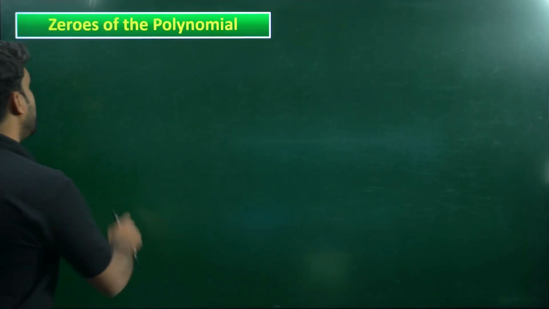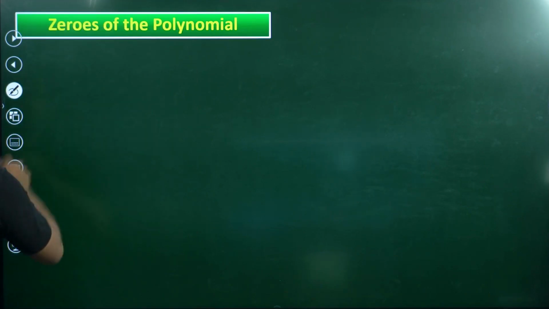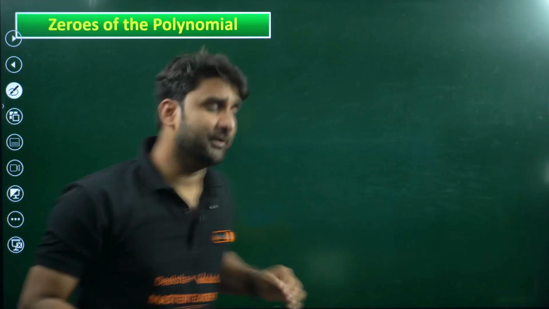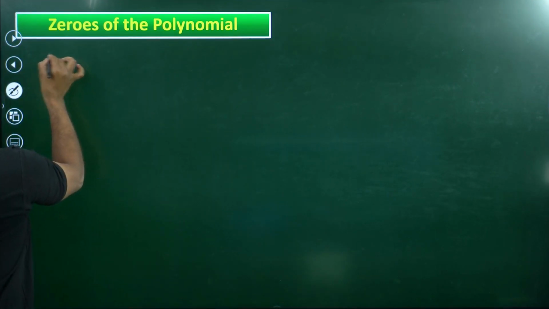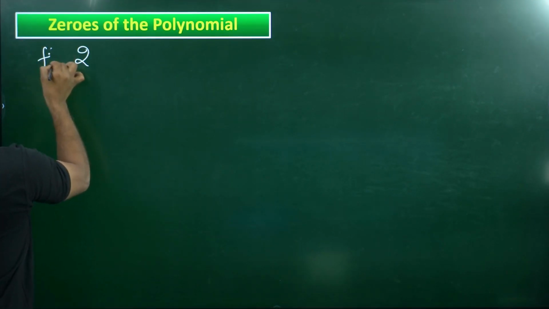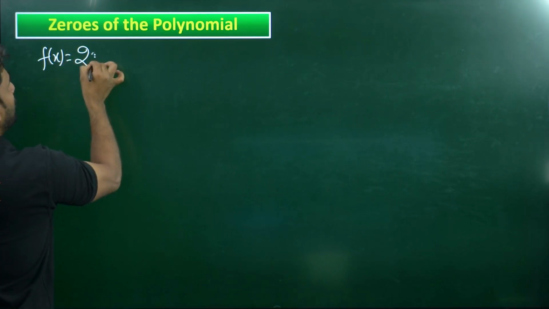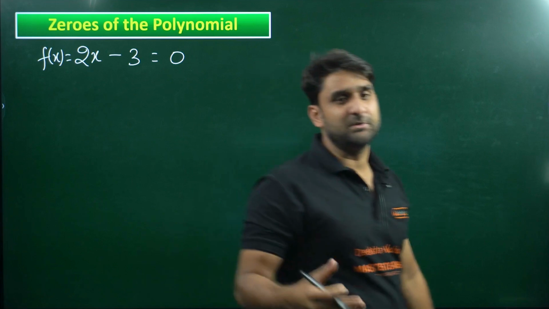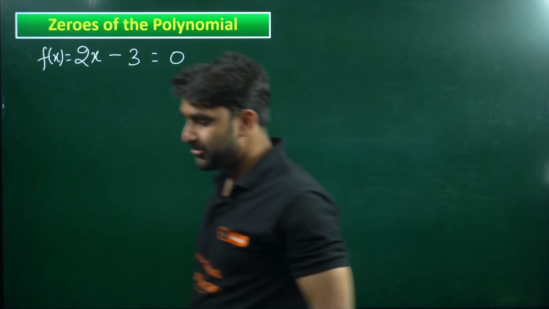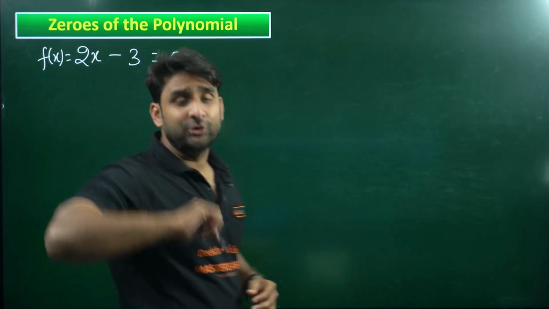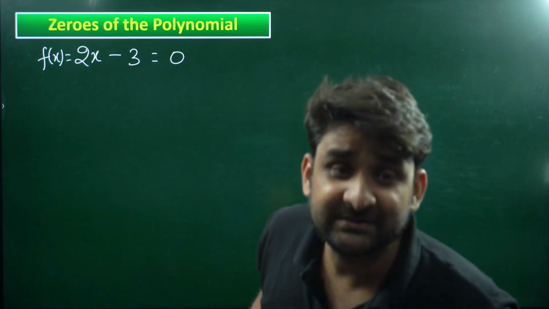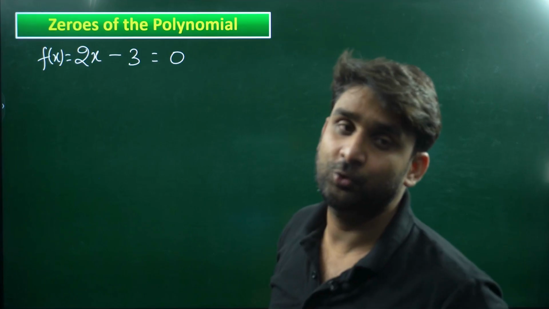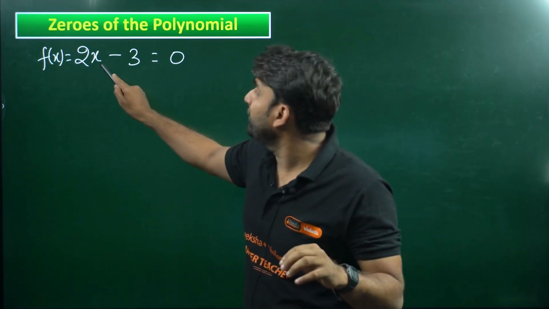Moving to next, now moving to zeros of polynomial. What is called zeros of polynomial? My dear champion, let's say I'm giving you one polynomial, f(x) = 2x minus 3 is equal to 0. This is the equation, this is the polynomial. Now, if I ask you, for which value of x will this whole equation give you the result 0?